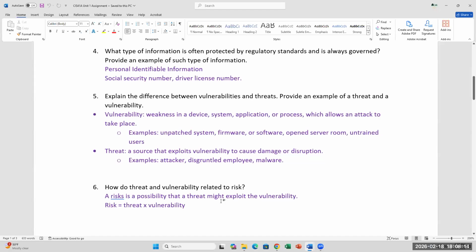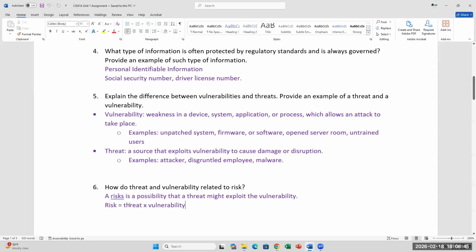So how do threat and vulnerability relate to risk? So what if you know this, right? What are we going to do? We need to determine the possibility. Sometimes that can be measurable in numbers, right? Like a percentage, that the threat might exploit the vulnerability. Like an attacker would use the vulnerability to enter your network or enter your system. So the equation would be: risk is threat times vulnerability.